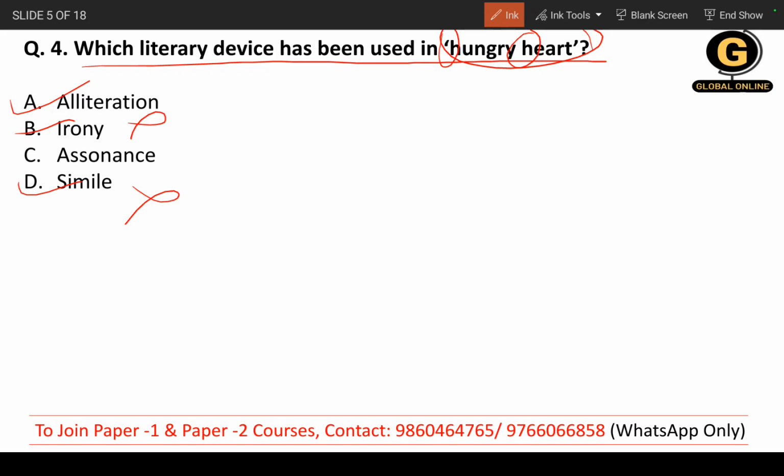For example, a very famous alliteration in a poem, Twinkle Twinkle Little Star. Okay, so you must have heard about it. So A is the correct answer. So now C option, assonance basically means words having similar vowel sound. When you can see in a sentence there are words having similar vowel sound, repetition of a vowel sound, that is assonance. Okay, for now it's enough.